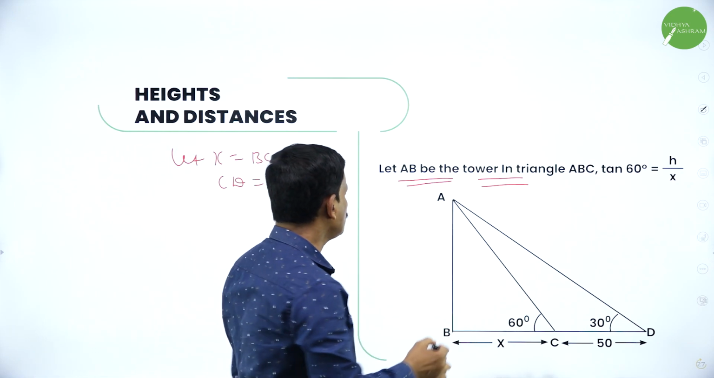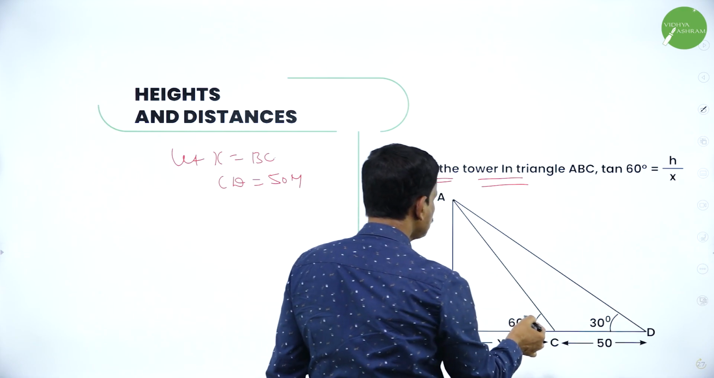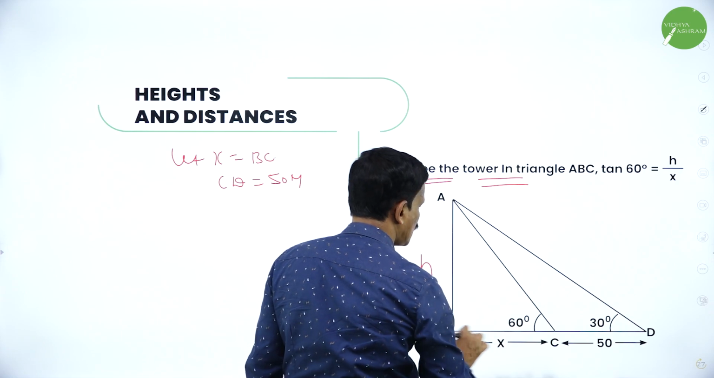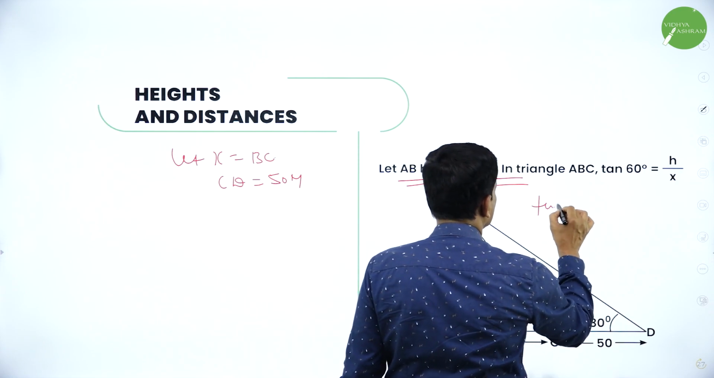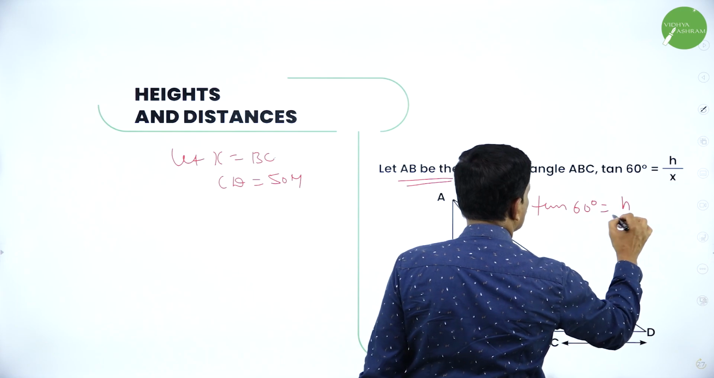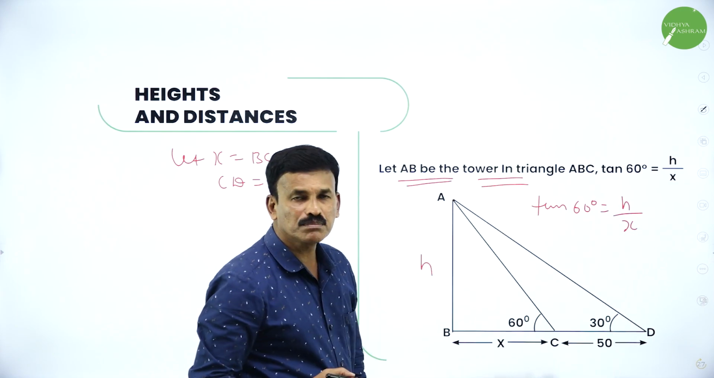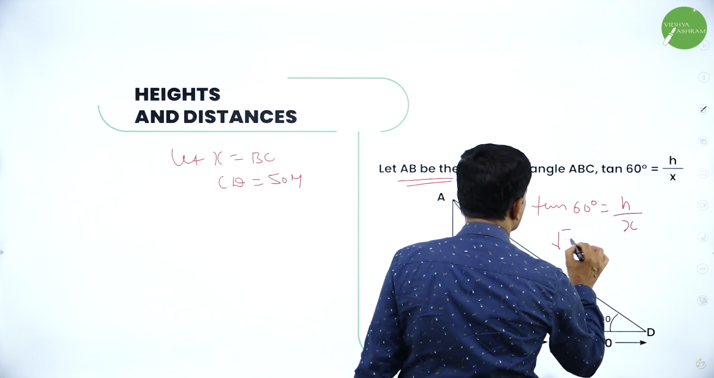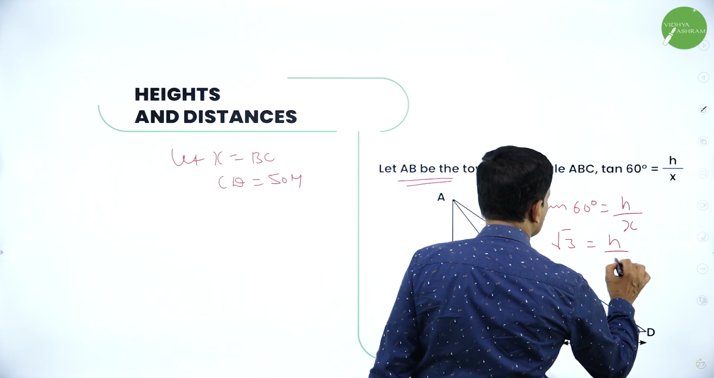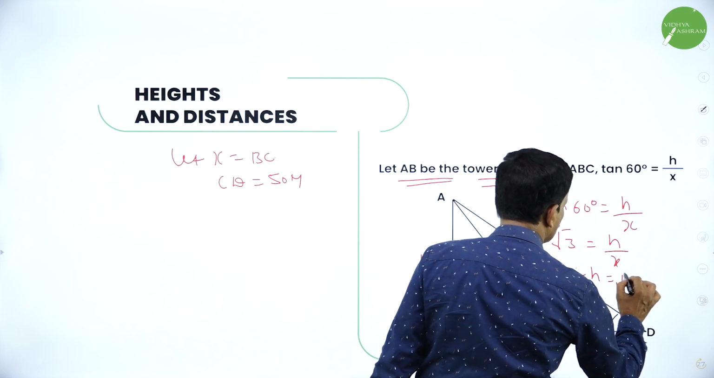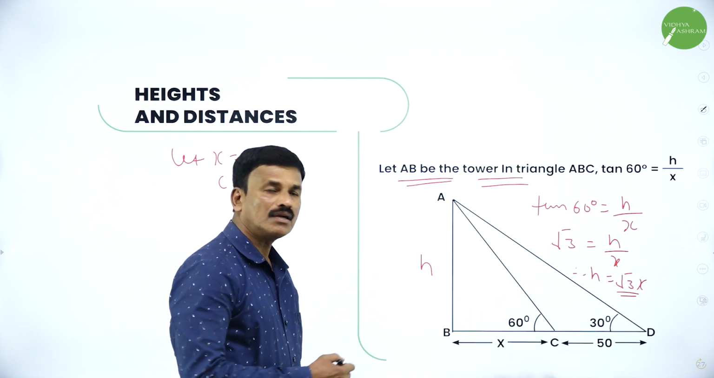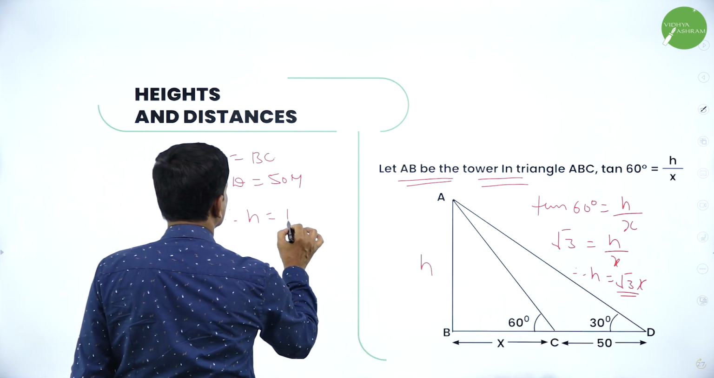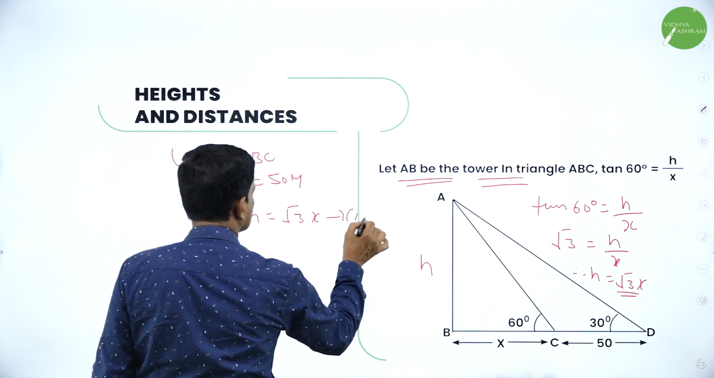Now from this triangle ABC, find out tan 60. What is tan 60? This is x and h. Tan 60 is equal to opposite divided by adjacent, that is h by x. Now what is tan 60? Tan 60 is root 3. Root 3 is equal to h by x. Therefore h is equal to root 3 times x. Let us represent this as equation number 1.